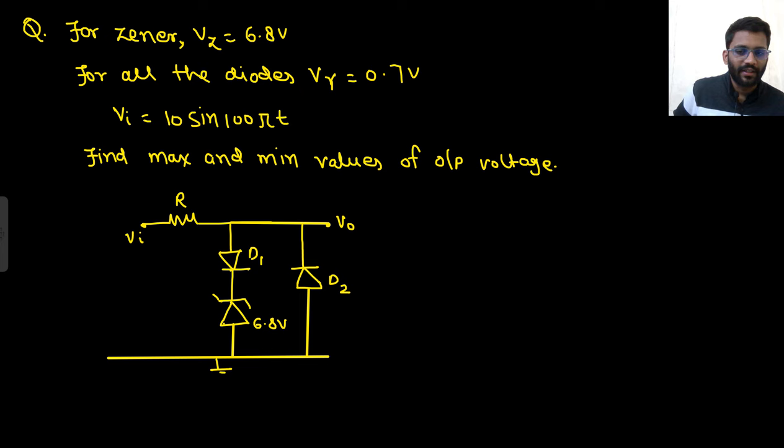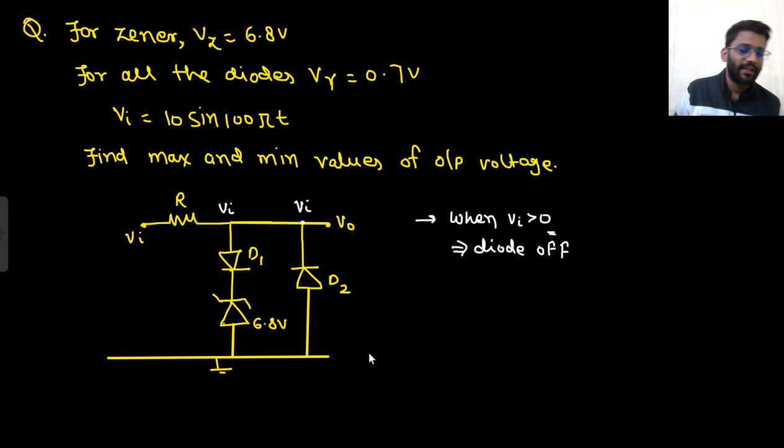When V in is greater than 0, what we are applying? We are applying the open circuit test now, but we will not draw the circuit again and again, right? When V in is greater than 0, what will happen? V in will come here because we are applying the open circuit test. So the resistance R will have 0 current and V in will come here. If it is greater than 0, diode D2 will be off. That's it. Diode D2 is off. That's for sure.